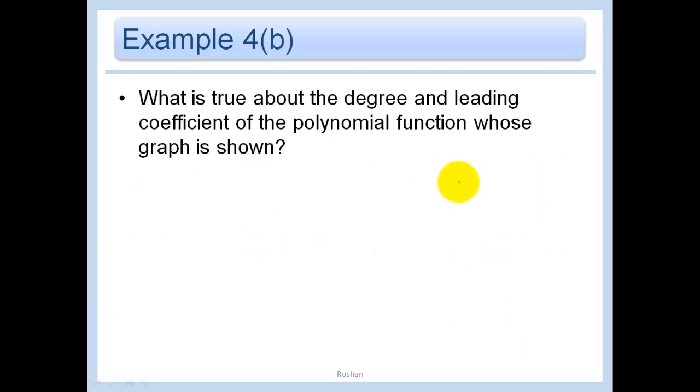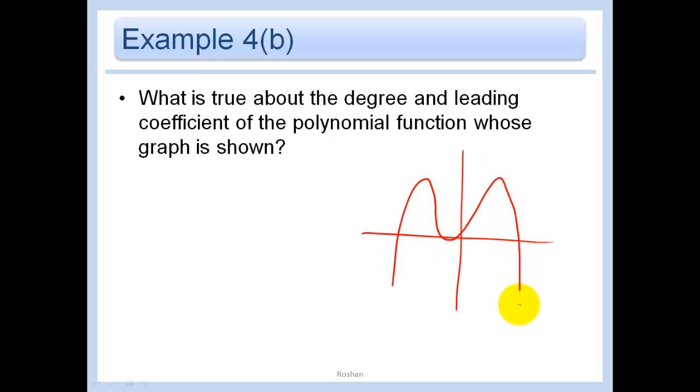And I know this is not on your PowerPoint because I'm just making it up right now, but I just realized I didn't do an even one, so let me just draw one like this, and let's try this problem. Well, again, in this one, since the same thing is happening on both sides, the degree is going to be even.